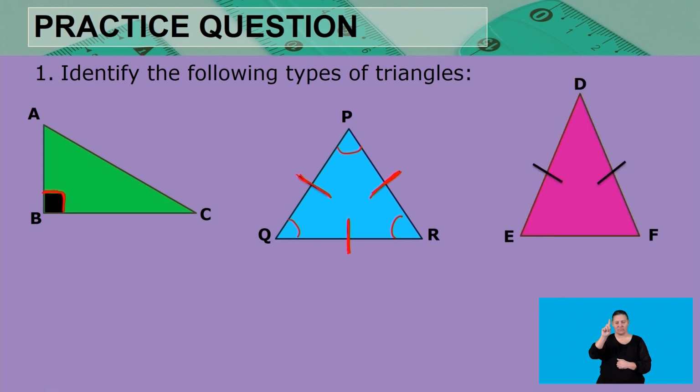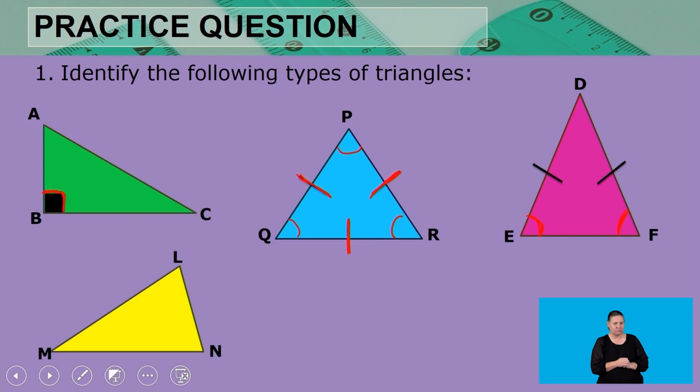Let's look at triangle DEF. And what information have we been given here to identify the type of triangle? We can see that DE has been shown to be equal to DF, and those are the only two sides that are equal. So two sides are equal, which means two angles are equal as well. But what type of triangle is this? Yes, it is an isosceles triangle. An isosceles triangle has two sides that are equal, and of course we know that those opposite angles will be equal as well.